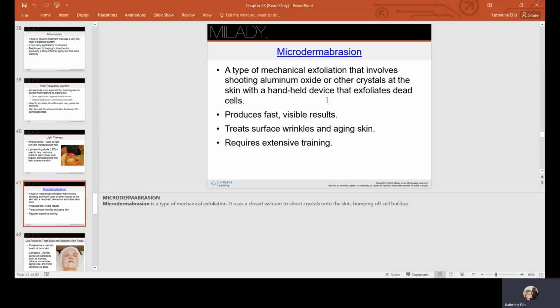So microdermabrasion is a mechanical exfoliation that involves shooting aluminum oxide crystals or other crystals at the skin with a handheld device that exfoliates dead cells. The machine that we have lays the crystal. So the act of laying the crystal helps to exfoliate, where some of them will shoot them at your skin, more of a sandblasting effect. So again, this produces fast, visible results. It treats surface wrinkling and aging, and this requires extensive training because if you go too aggressive, you can injure someone.